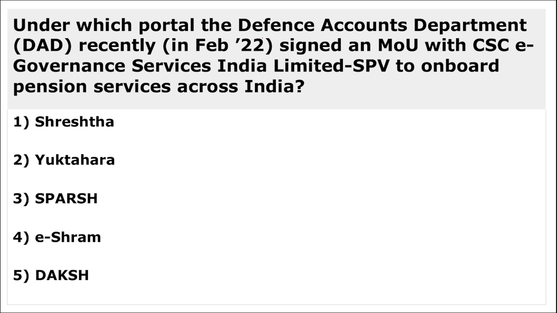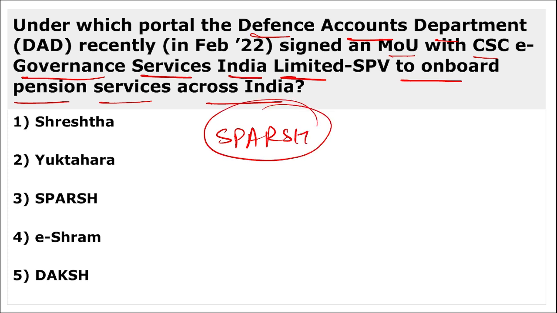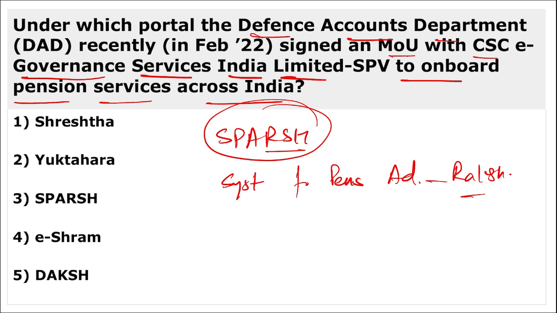Moving on. Under which portal did the Defense Accounts Department, that is DAD, recently sign an MOU with the CSC E-Governance Service India Limited, SPV, to onboard pension services across India? It was the portal SPARSH. And what is the full form of SPARSH? It is System for Pension Administration Raksha. I repeat, System for Pension Administration Raksha, where the S-H is for Raksha. This is the name of the defense accounts pension portal, in which the Defense Accounts Department recently signed an MOU with the CSC E-Governance Service India Limited to onboard pension services across India. So, it is your SPARSH portal.